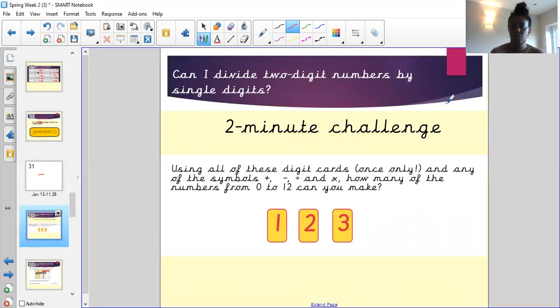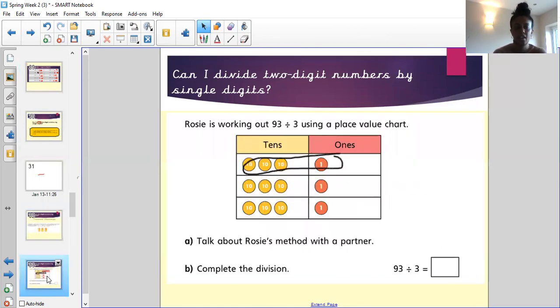So here is our 2-minute challenge. Again, you can pause the screen and have a go. It says, using all of these digit cards once only and any one of the symbols add, take away, divide and multiply, how many of the numbers from 0 to 12 can you make? So there's your challenge, and then when you're ready, you can press play. Great, so you probably have all had a chance at having a go with the challenge. Let's have a look at this question.